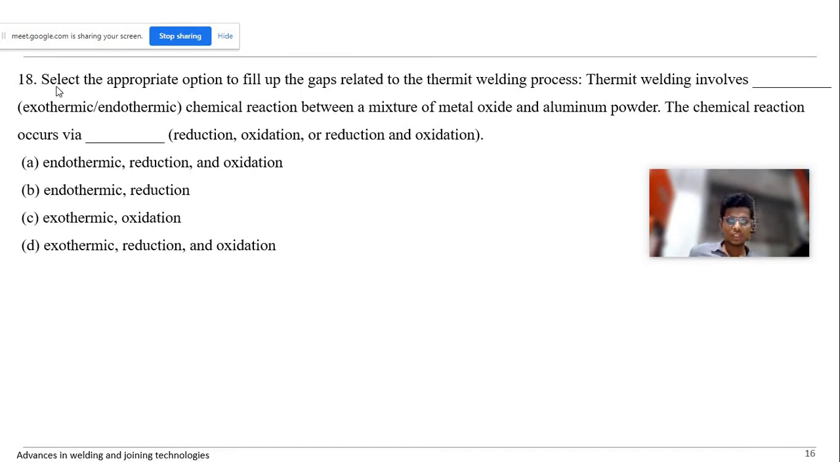Why? Because exothermic means heat generation will be happening, so obviously because of that only welding is happening. Thermit welding involves an exothermic chemical reaction between a mixture of metal oxide and aluminum powder. That is true, so exothermic. So C or D will be the answer. And the chemical reaction occurs via both oxidation and reduction, because one metal will gain oxide and the other will be losing the oxide. So reduction and oxidation take place. So 18 D is the answer.